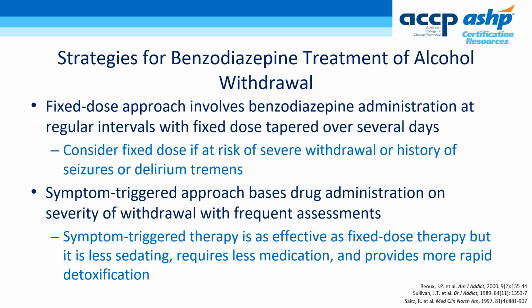Benzodiazepines can be given in either a fixed dose or symptom-triggered approach. In the fixed dose approach, a predetermined dose is administered at a fixed interval, with doses decreasing in a gradual taper over several days. When using the fixed dose schedule, patients' signs and symptoms should still be monitored, and allowances should be made to provide additional medication if needed.